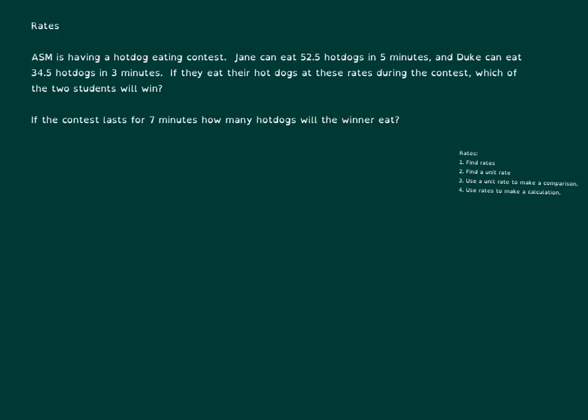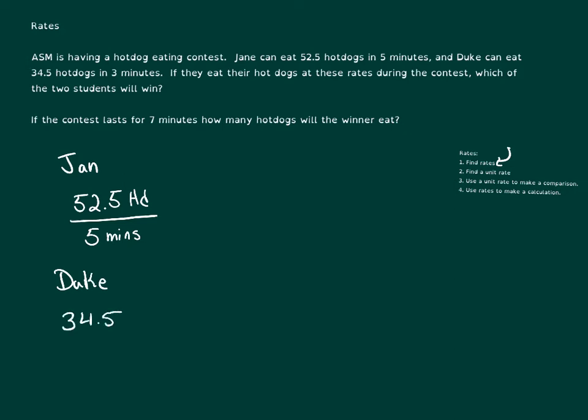I'm going to start this problem off by just identifying what are my rates, finding my rates. So over here, I'm going to put Jane. So I know that Jane can eat 52.5 hot dogs. I'm just going to put HD. Hot dogs in 5 minutes. And I know that Duke can eat 34.5 hot dogs in 3 minutes.